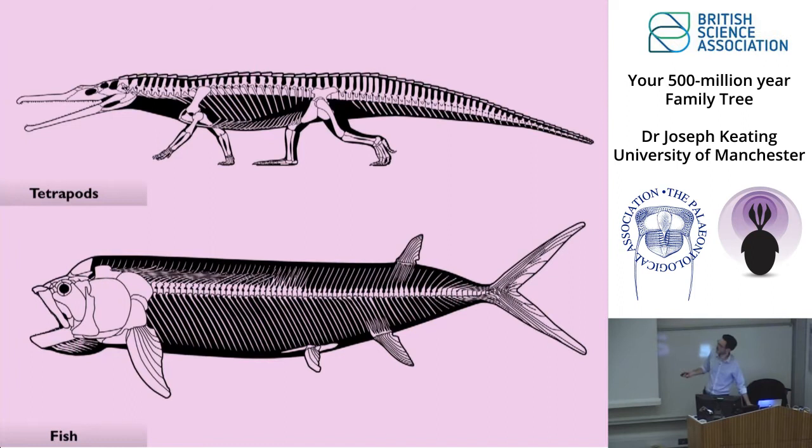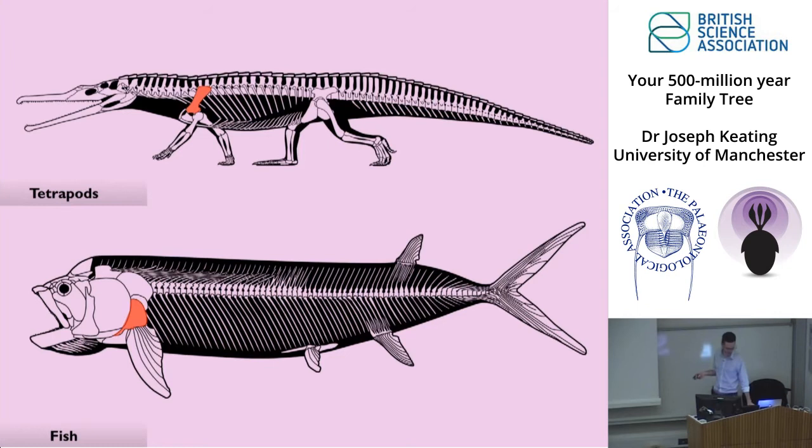Another characteristic of tetrapods is that they have a neck. So you see here the shoulder girdle of this crocodile is highlighted, and in front of it there is a vertebral column separating the head from the shoulder girdle. In other words, a neck. But in the fish, the shoulder girdle attaches directly to the head with no neck.